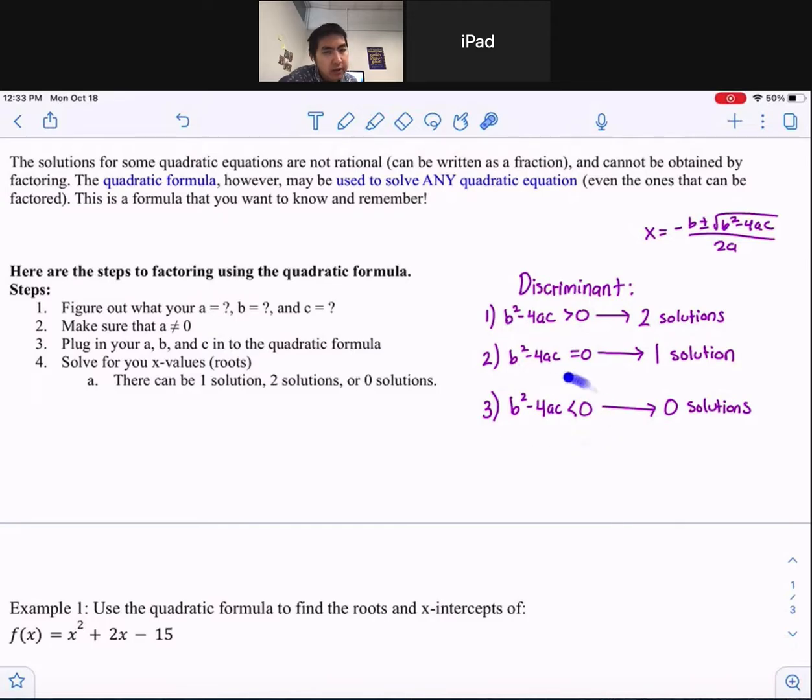And if it's less than 0, do you guys recall what type of numbers you get if you take the square root of a negative number? You would get imaginary numbers. And imaginary means they're not real, so you would have 0 real solutions. You will have two complex number solutions, but you'll have 0 real solutions.